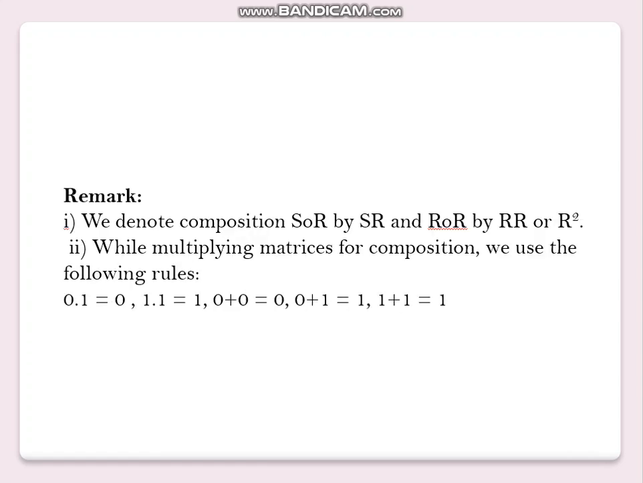We can also consider the composition by means of the matrix of the relation. We just have to use the following rules. If we have 0, 1, we are going to take the 0. If it is 1, 1, we are going to take 1. For 0 plus 0, 0, 0 plus 1, 1, 1 plus 1, 1. If we have matrix representation for relation S and R, we can find the matrix of relation for the composition relation S composed with R directly without finding the ordered pairs, directly by means of the matrix.